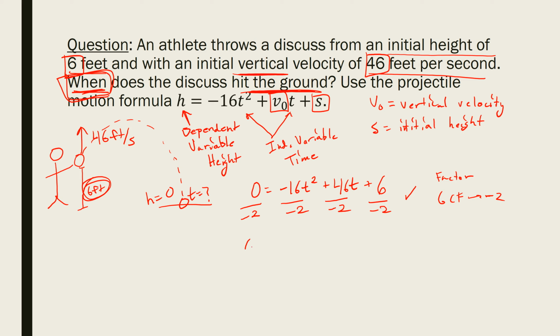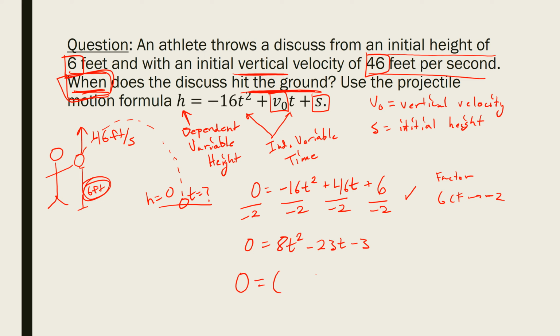So 0 divided by negative 2, 0. Negative 16t squared divided by negative 2, 8t squared. Now I have a positive in front of the t squared, which is good. It'll be easier to solve that way. 46t divided by negative 2, negative 23t. 6 divided by negative 2, negative 3. Okay, now at this point, my solving is much, much easier.